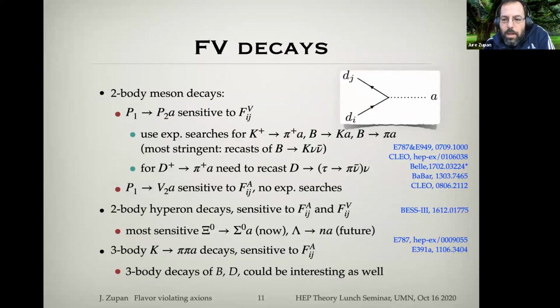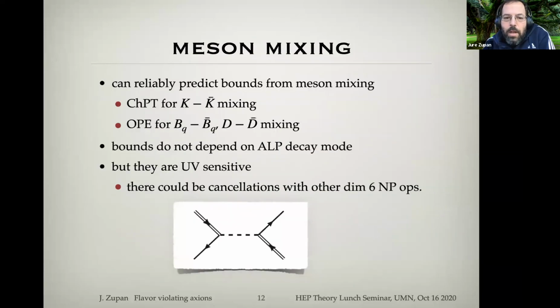All right, so I think we're here. Maybe an interesting thing is to compare this with the bounds that you would get from the meson mixing, so like a classic FCNC observable. So what you can do here is, for K-Kbar mixing, you can use chiral perturbation theory, and then for B-Bbar mixing or D-Dbar mixing, it's a very simple operator product expansion.